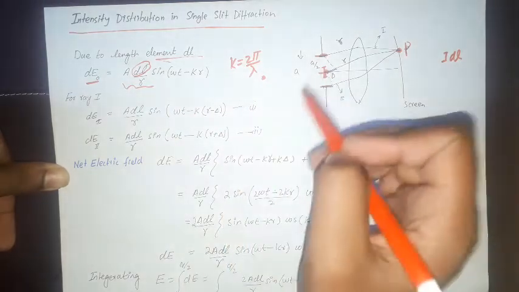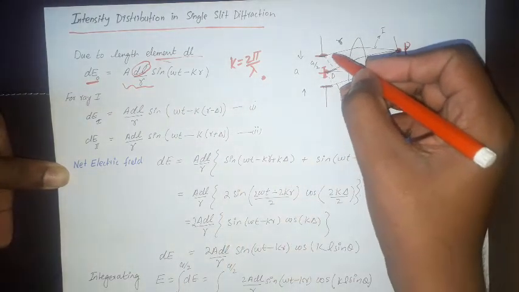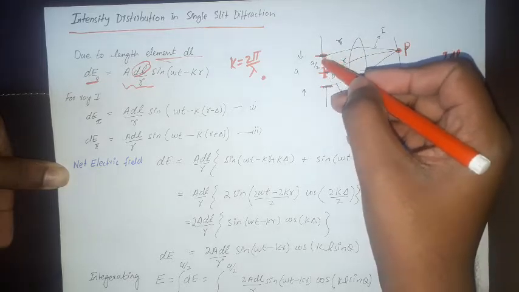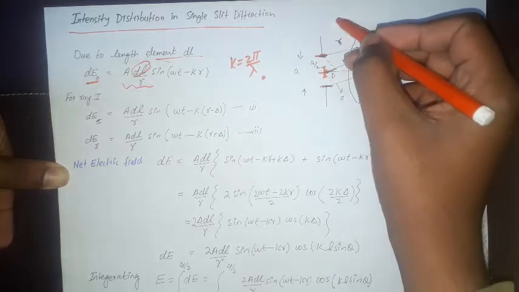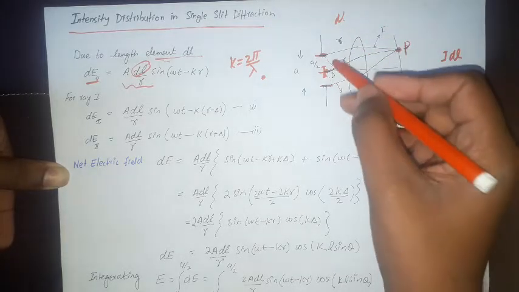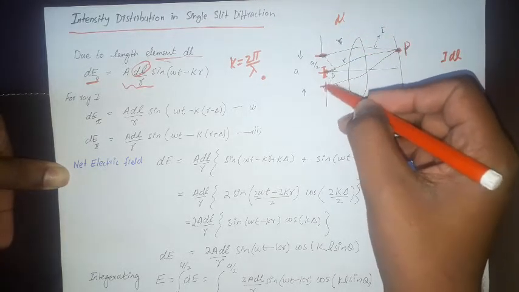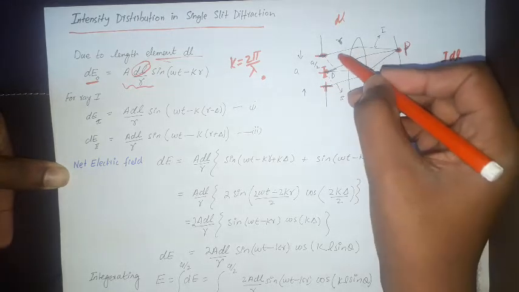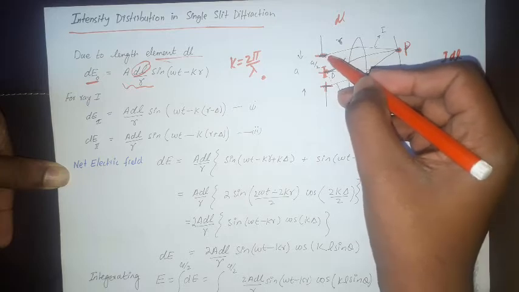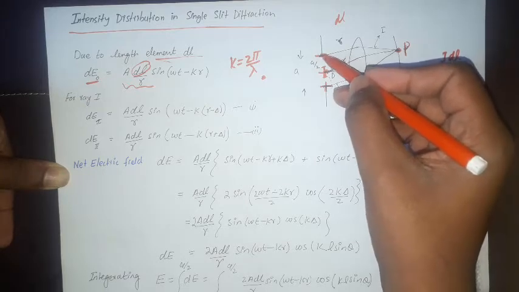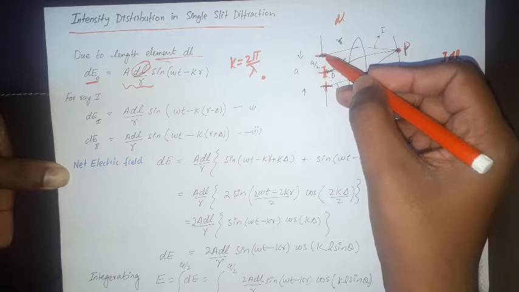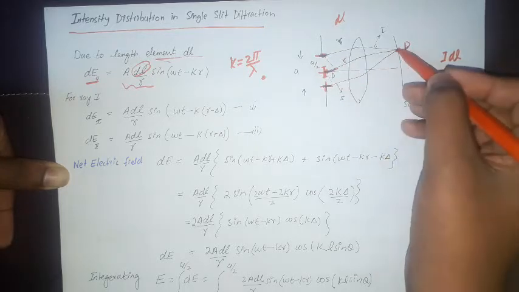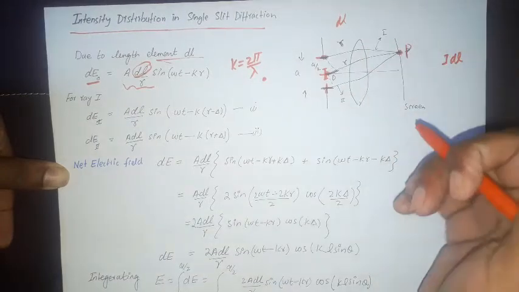This is for this wave, and now there will be another wave originating from this upper portion, and let's say this portion also has a length dl, and there will be a wave originating from this lower portion of length element dl. Look here, the ray originating from this upper length element has to travel less distance as compared to this ray, because this point is close to the upper end.